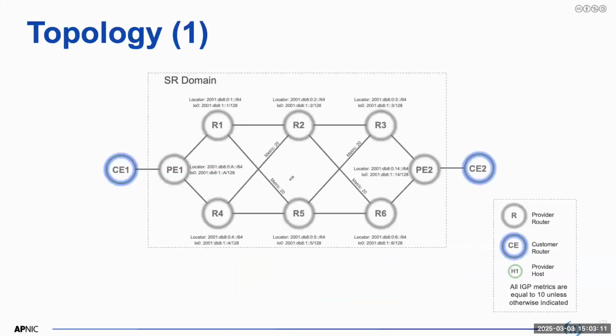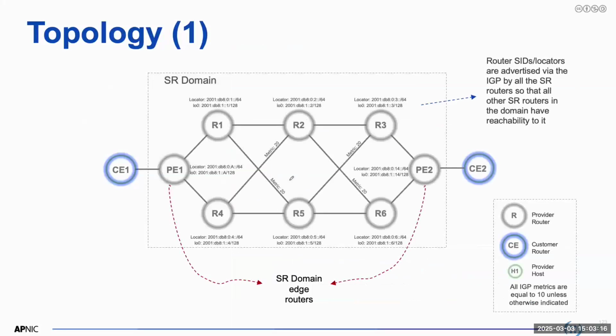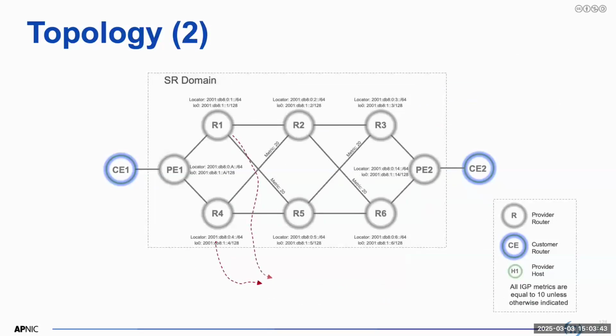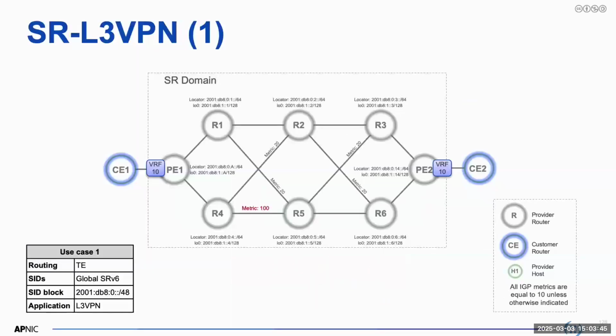Again, coming to the use cases like we saw earlier. This represents our SR router domain, and the routers within this domain have SIDs that are advertised using IGP to all the segment routing routers. The other routers can also receive this information and use it for reachability as well. This is similar to what we discussed earlier.